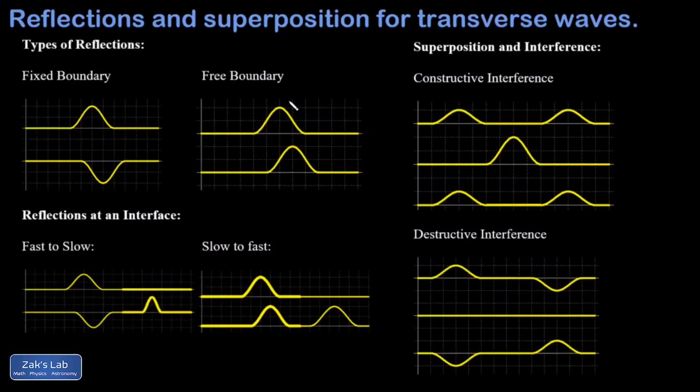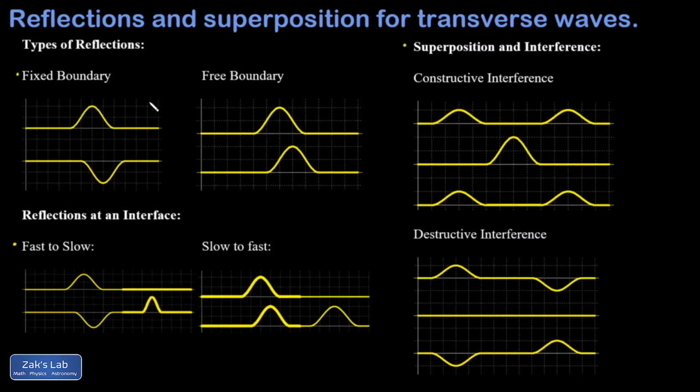In this video, we're going to survey the types of reflections for a wave on a string. So we start with fixed and free boundary reflections. Then we go to reflections at an interface where two different thicknesses of strings are tied together. And then we're going to talk about the superposition principle and interference for wave pulses that are running into each other.